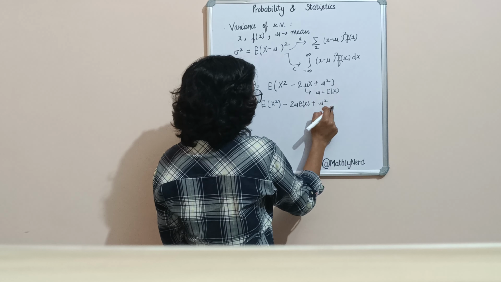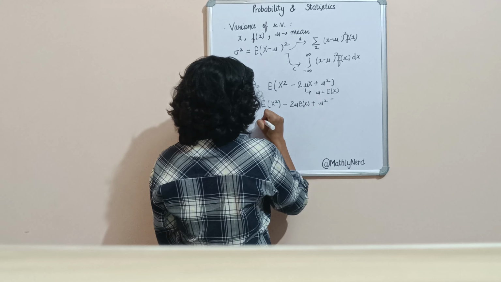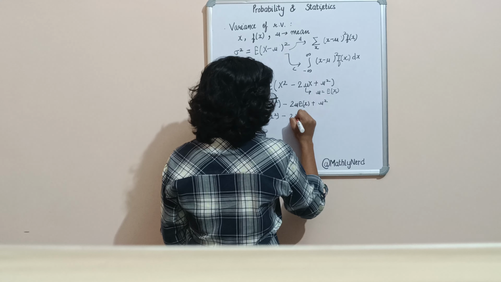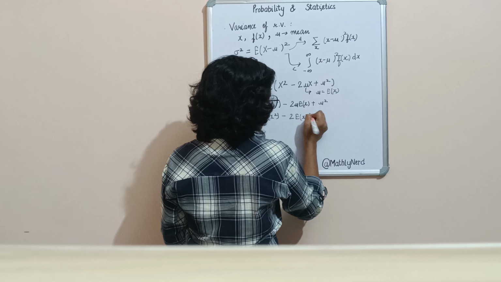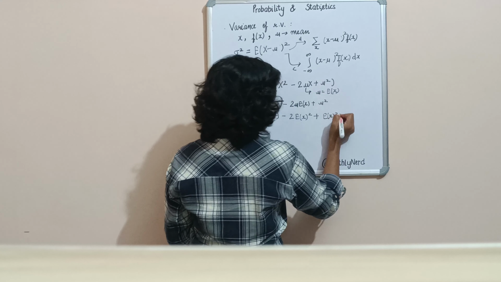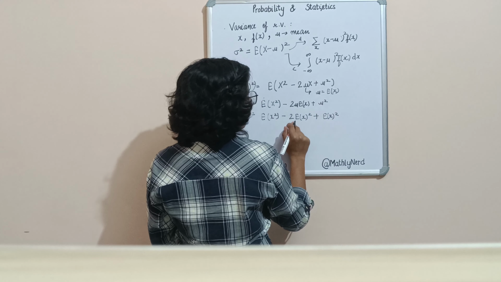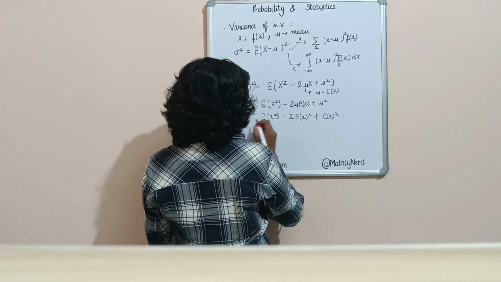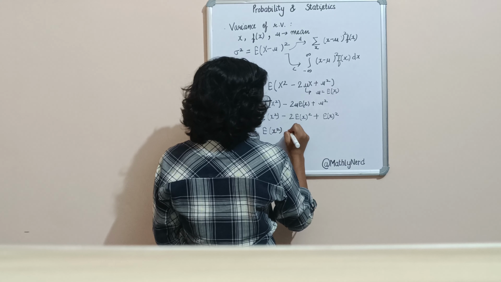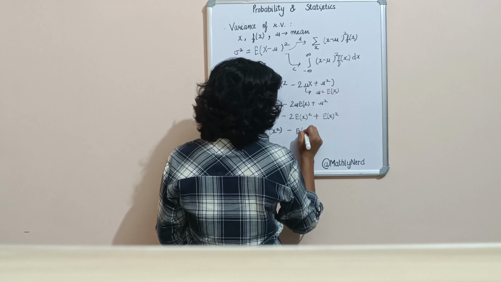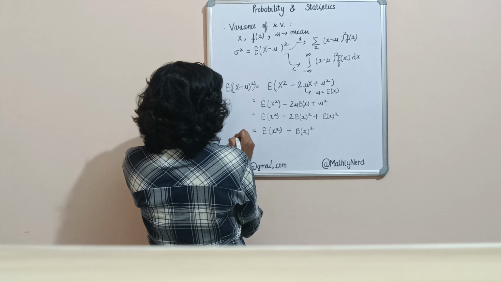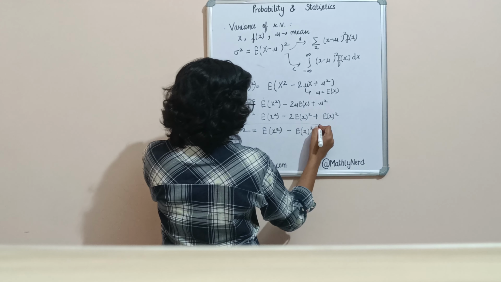Now we will put the value of mu in this expression. This equals E of x square minus 2 (E of x) square plus (E of x) square. Now if we add this, it equals E of x square minus (E of x) whole square. So this is our expression for variance.